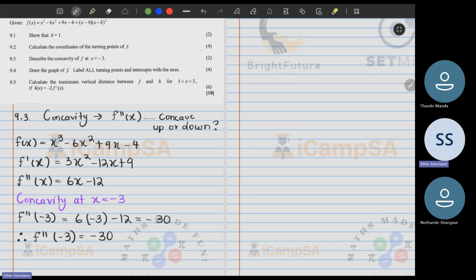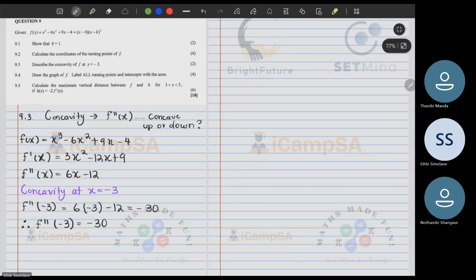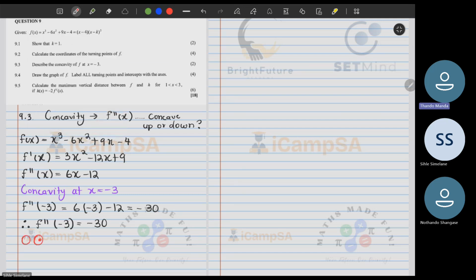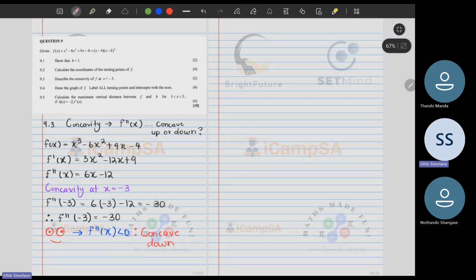Do you guys remember what we said about the second derivative when it's negative? We said, is it concave up or down? What did we say? Concave down. Yep. So if you observe carefully, you will see that our second derivative at that point is less than 0. And whenever you have it less than 0, what we said is we have concave down when our second derivative is less than 0.